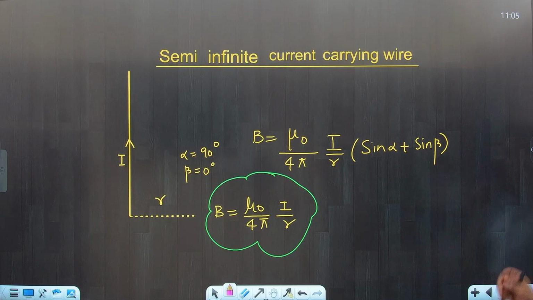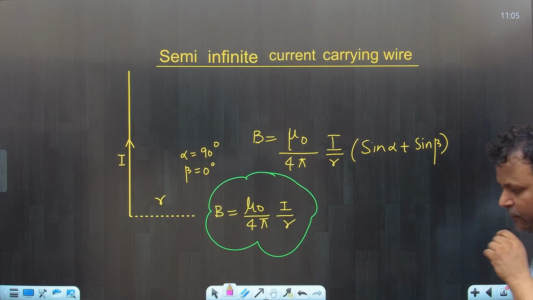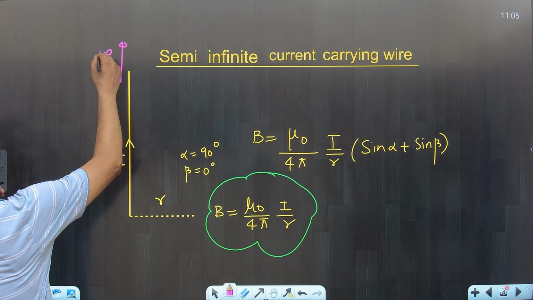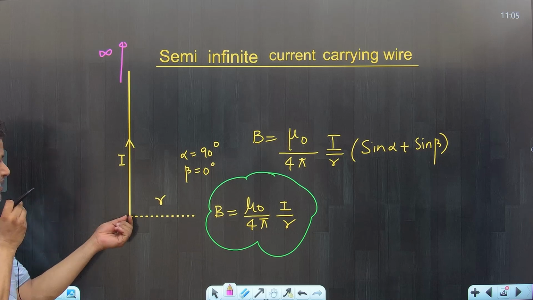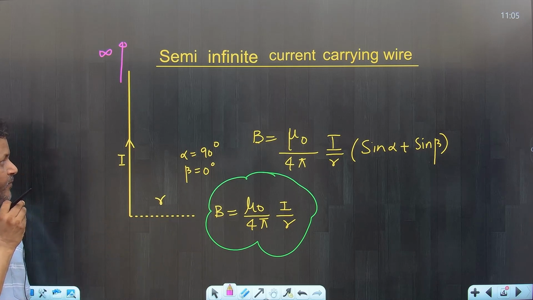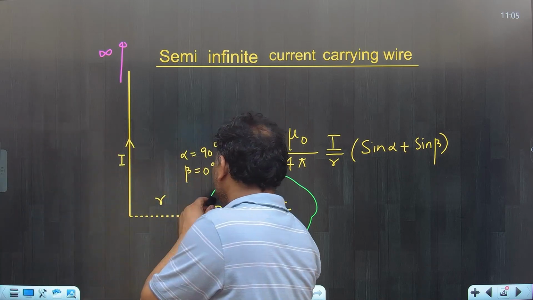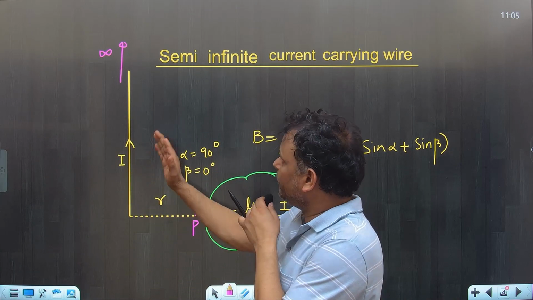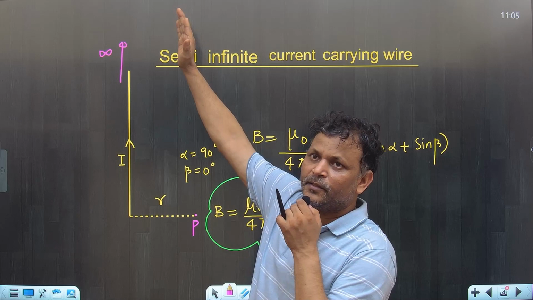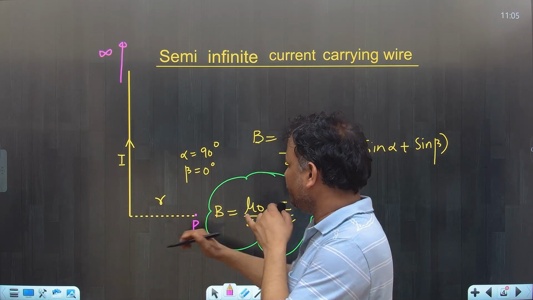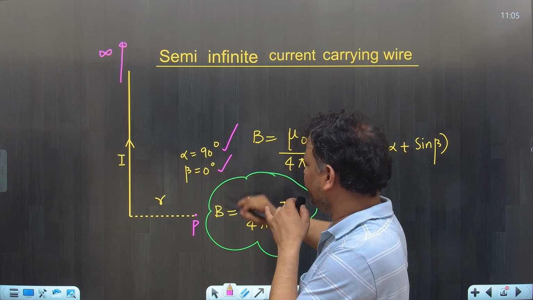Now, semi-infinite current carrying conductor. Semi-infinite means it is a very long wire, and we want to calculate magnetic field very close to this end. Then in this case, as you can observe at point P, this angle alpha goes to 90, right? And this beta, which was here, it is making 0. So alpha is 90, beta is 0.